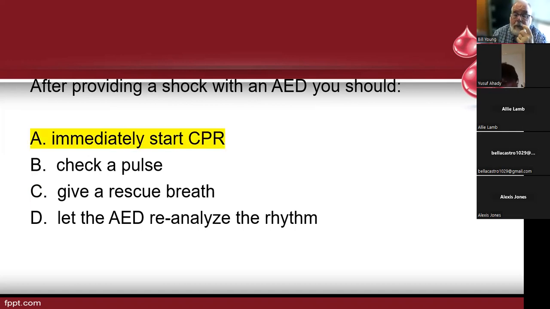Guys, probably I would say at least 10% of your exam will deal with basic life support in the area of knowing questions about CPR, rates, ratios, and things like this. So make sure that you're very, very good in that particular area.